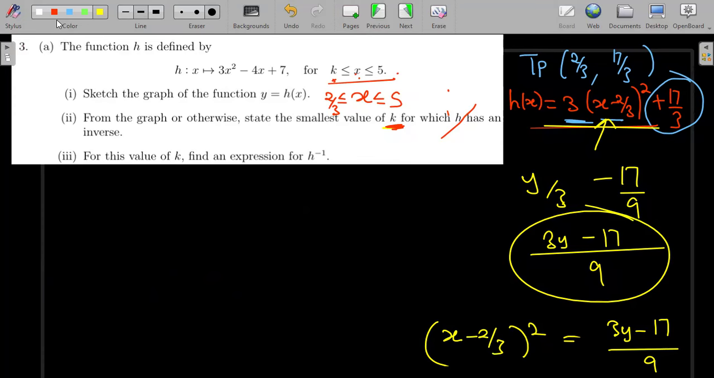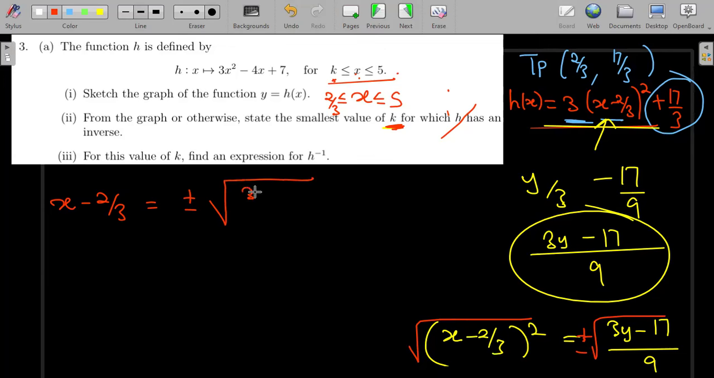So let's continue. We are making x the subject of the formula. The next thing here is to take the square root of both sides. When I take the square root of this side, I have plus or minus the square root of this. So I have x minus 2 over 3 equals plus or minus the root of 3y minus 17 over 9. This will mean that x is equal to 2 over 3 plus or minus the root of 3y minus 17 over 9.